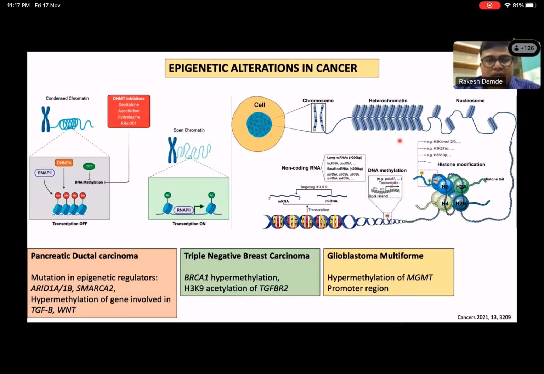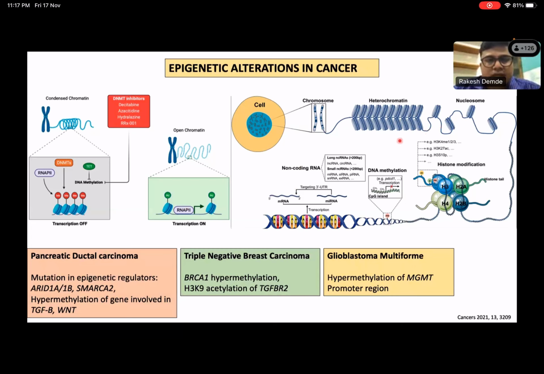So we should know the methylation status of a tumor suppressor, and we should know the acetylation, which will increase transcription, or which will give the order to the promoter region to go and transcribe a particular RNA. So we should know the acetylation of a particular oncogene or proto-oncogene, and we should also know the methylation status of the promoter region of a tumor suppressor gene. These two basic concepts you have to know whenever you deal with epigenetics. I will give you an example. There is pancreatic ductal carcinoma, where epigenetic regulator.